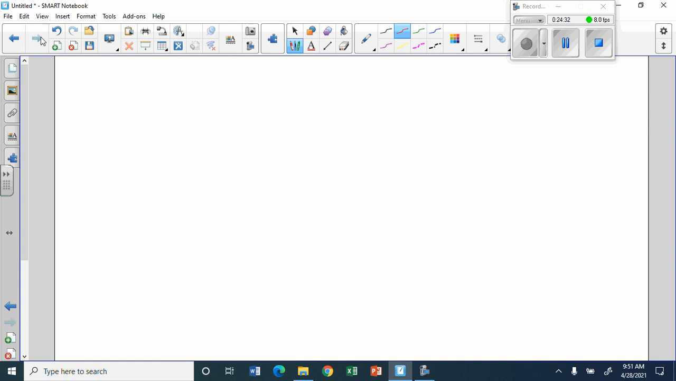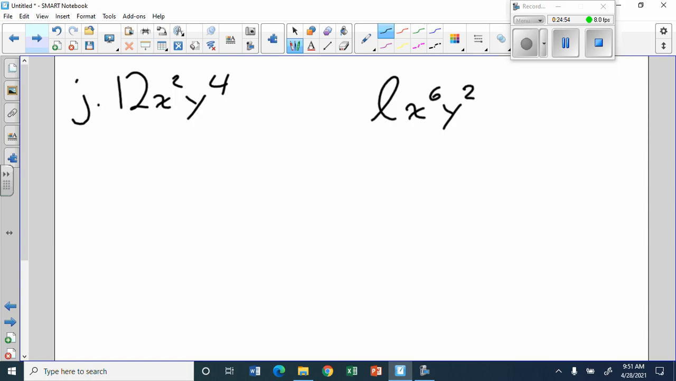Two more practice problems we've got. The two practice problems would be J, 12x squared y to the 4th. Didn't tell you what to do with it yet. And L, x to the 6th y squared. For J and L, I want you to say whether or not it is a perfect square. If it is a perfect square, find the square root of it. If it is not a perfect square, all you need is not a perfect square. 2 problems, go.